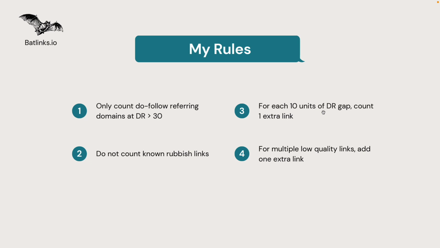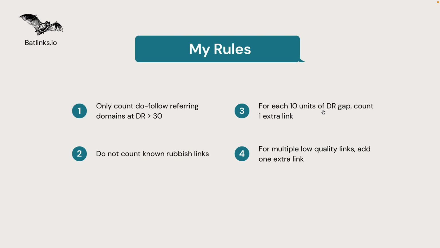And also, if there's a massive gap, like if you have a website with a domain rating of 30 and you're going up against a site with a domain rating in the 90s, I usually add 1 backlink per every 10 units of DR. Again, if it's confusing, don't worry, I'm going to show you an example.